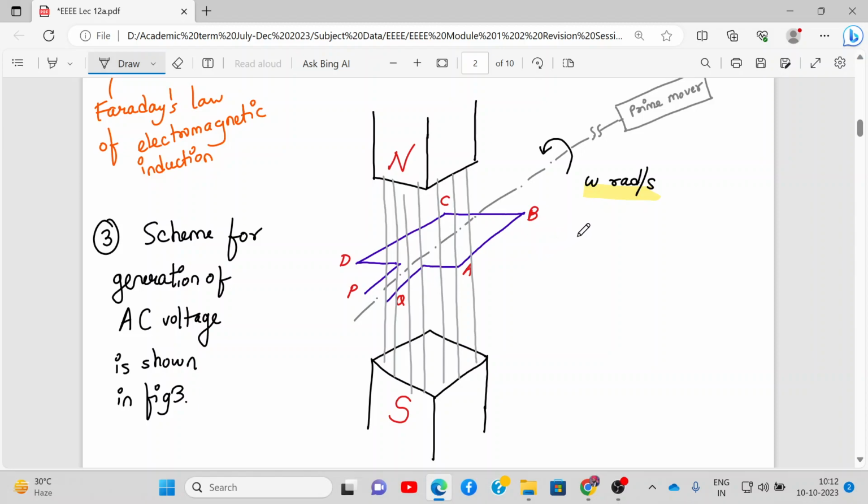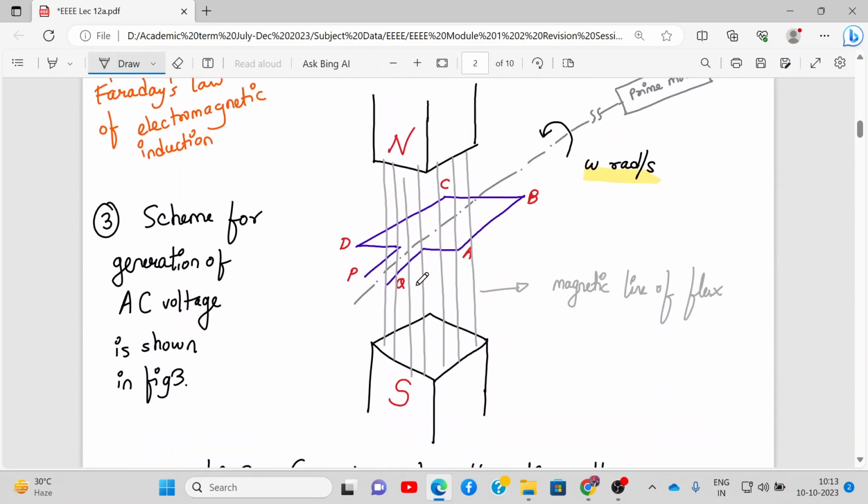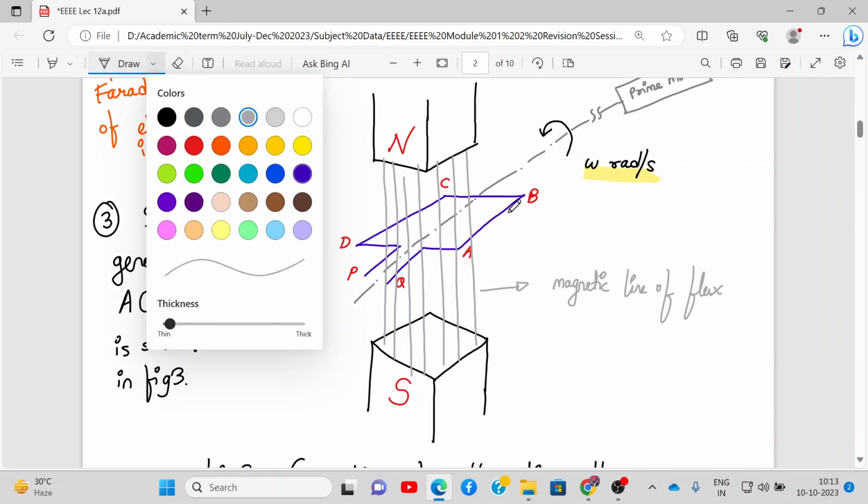When the coil cuts the magnetic lines of flux, an EMF is induced in the coil. Let phi m be the maximum flux cutting the coil. So this is the scheme: we have a north pole and a south pole, and this blue color is my rectangular coil.